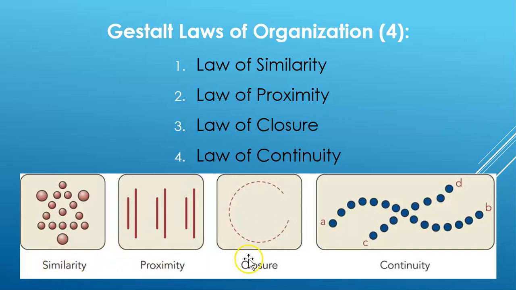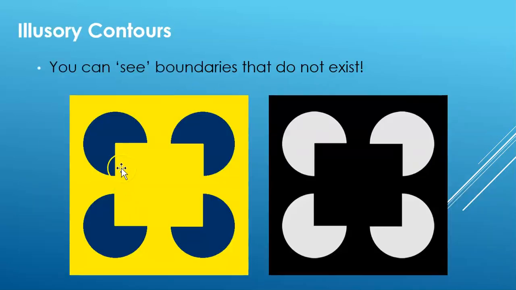Now the next one is the law of closure. And the law of closure is pretty much saying that we are going to close the edges of an open figure. So here, it's a C shape with all those dashes, but what our brain's going to do is close this and create a full circle. And if we look back at the last slide, that's pretty much what our brain was doing here. We were closing the edges to create that square.